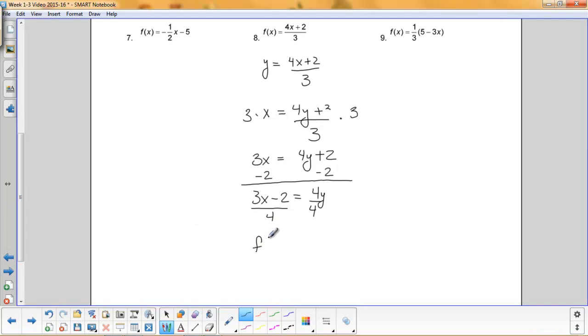Switch y to f negative 1 of x. And I like to rewrite this in fraction format rather than leaving it as one large denominator. So that's 3/4 x minus 2 over 4 reduces to 1/2.